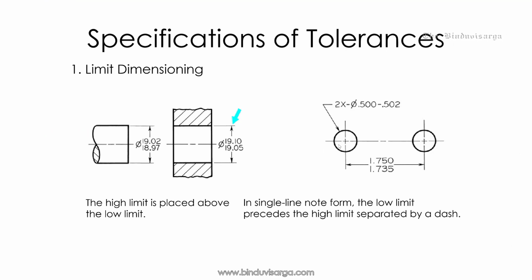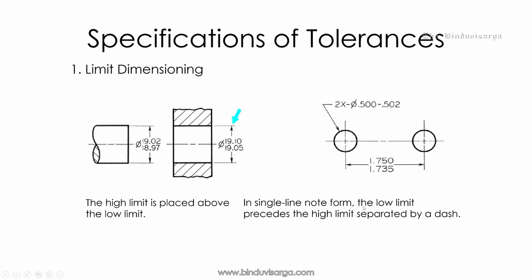Now, the specification of tolerances. So how do we specify the tolerances in the dimensioning system? Here we have different examples of limit dimensioning. Here you can see the higher limit is placed above the lower limit, as you can see in the shaft and the hole. So this is the limit dimensioning.